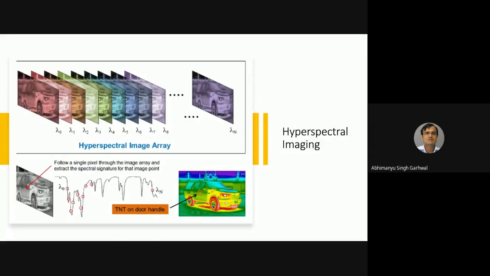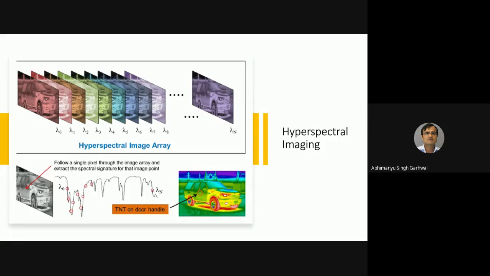Now the next is hyperspectral imaging. That's a very interesting application. Normally we deal with two-dimensional images at one wavelength. There is an electromagnetic spectrum, and from 550 to 750 is visible, and from 750 and above is infrared, and then near infrared, and so on.